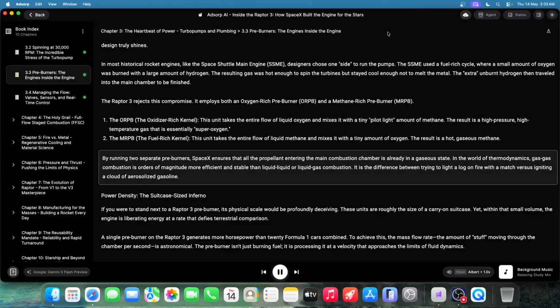And by running two separate preburners, SpaceX ensures that all the propellant entering the main combustion chamber is already in a gaseous state. In the world of thermodynamics, gas-gas combustion is orders of magnitude more efficient and stable than liquid-liquid or liquid-gas combustion. It is the difference between trying to light a log on fire with a match versus igniting a cloud of aerosolized gasoline.